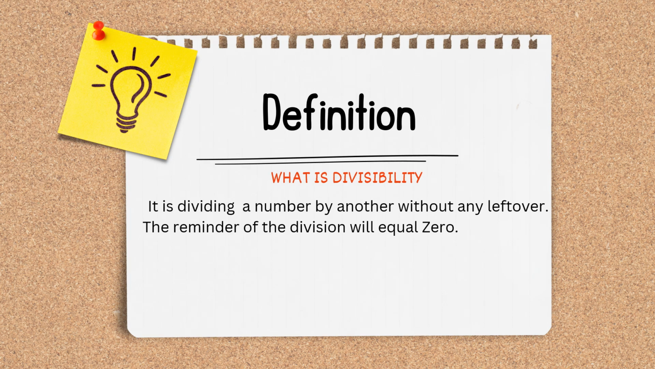So, divisibility. Divisibility means dividing a number by another without any leftover. The remainder of the division will equal 0. There will be no remainder.